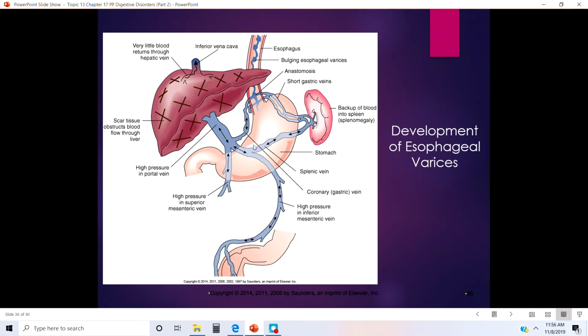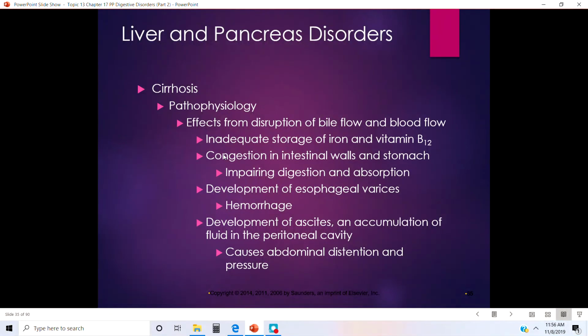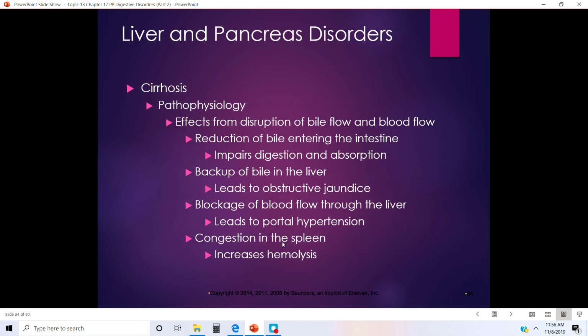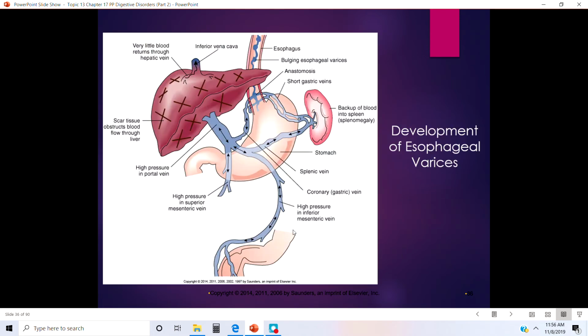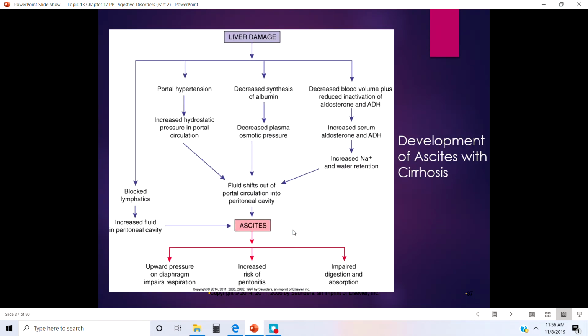All right, so this is really a good diagram explaining how we're getting the portal hypertension. And again, the concept is the blood is not getting into the liver, so everything backs up. So let's just go back to make sure we have everything. We have congestion in the intestinal walls and the stomach, the esophageal varices, the ascites. I just want to go back one more. The congestion in the spleen, that's an important thing, and then the portal hypertension. All of those things we could see on this picture.